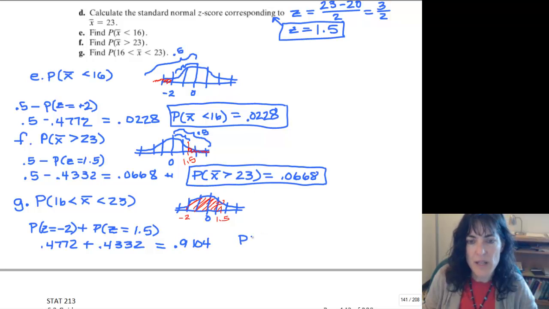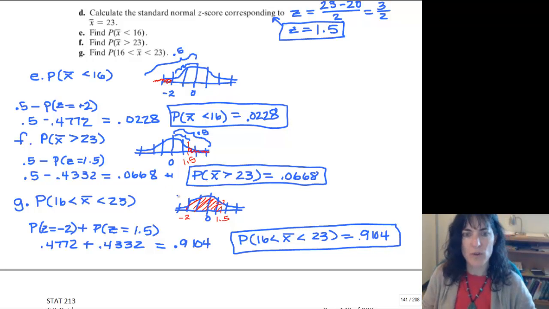0.9104. And so we can say the probability that 16 is less than x bar is less than 23 equals 0.9104, which is most of our area here. So we're not surprised that it's pretty close to 1. Okay, so there's those.